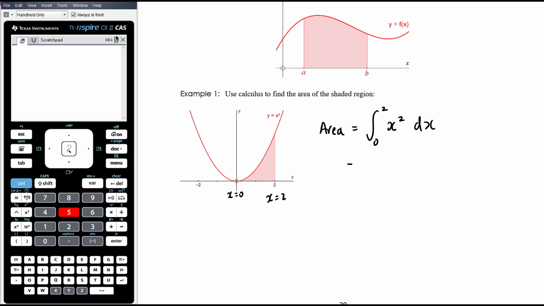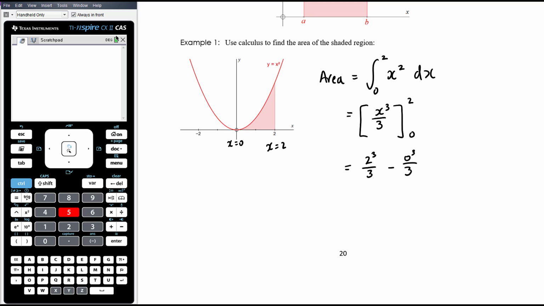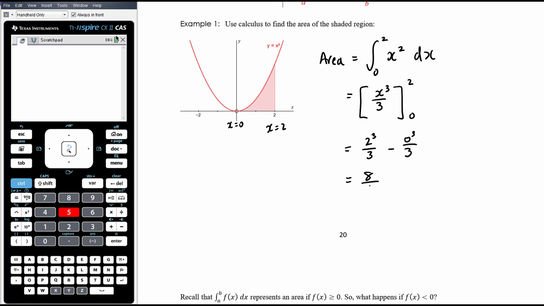Alright, so let's evaluate this then. So antiderivative of x squared is x cubed on 3 from 0 to 2. And so then that is 2 cubed on 3 minus 0 cubed on 3, so that's just 0. So it's 2 cubed on 3, which is 8 on 3.